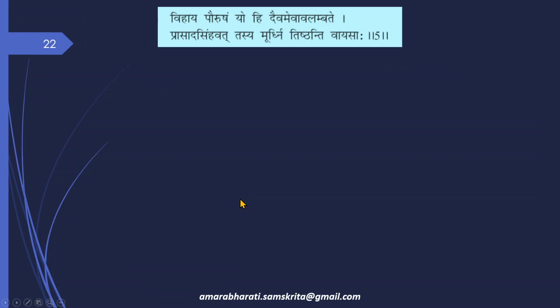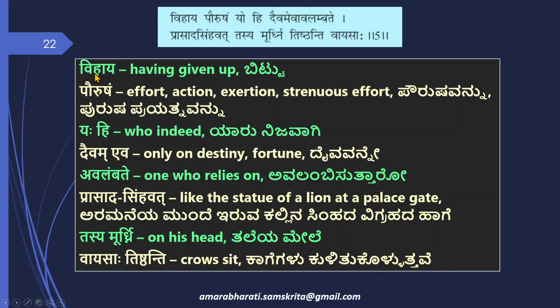Let us look at the meanings of the individual words. Vihaya, having given up. Paurusham, effort, action, exertion, strenuous effort. Yaha he, who indeed, daivameva, only on destiny, fortune, avalambate, one who relies on, prasada simhavat, like the statue of a lion at a palace gate. Tasya murdhni, on his head, vayasaha tishtanti, crows sit. Vayasa means crow, tishtanti means sit.